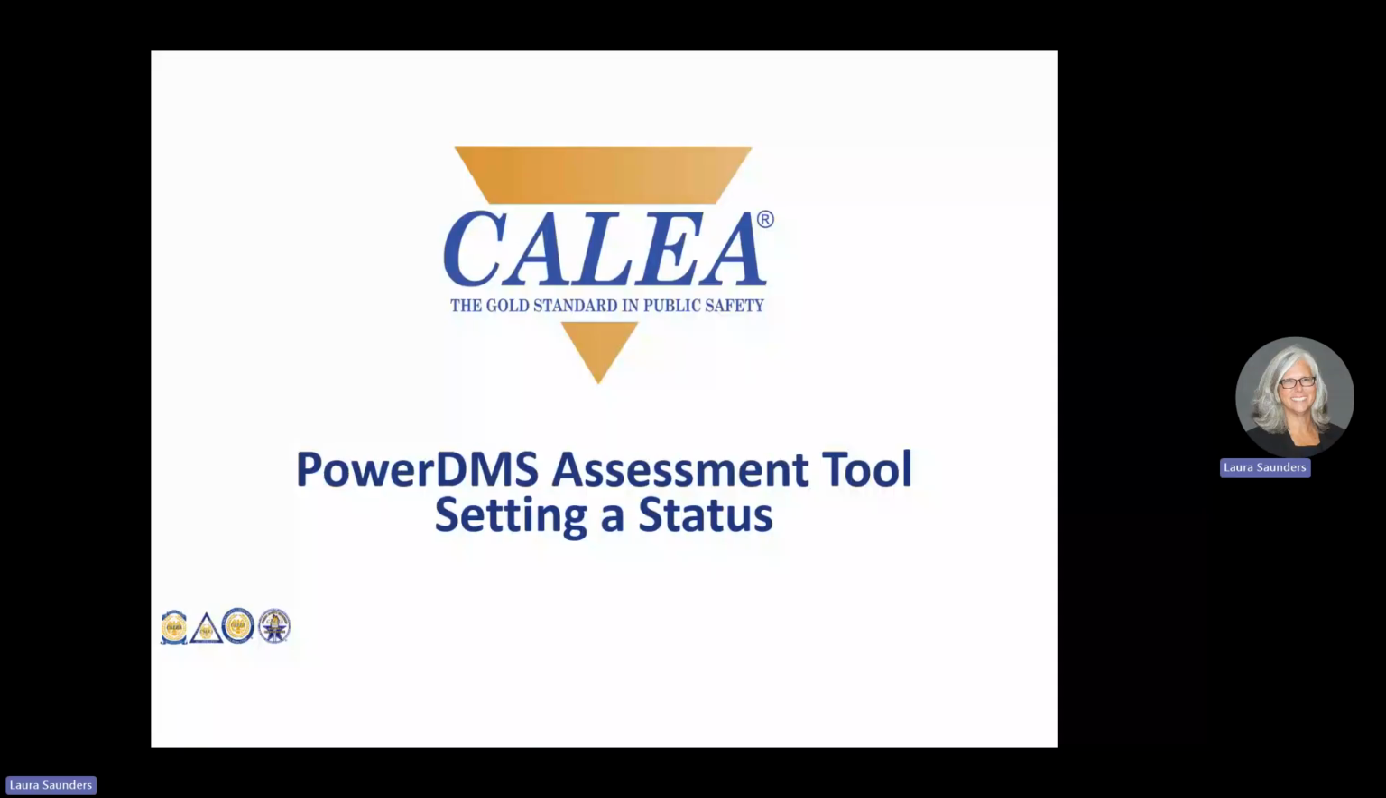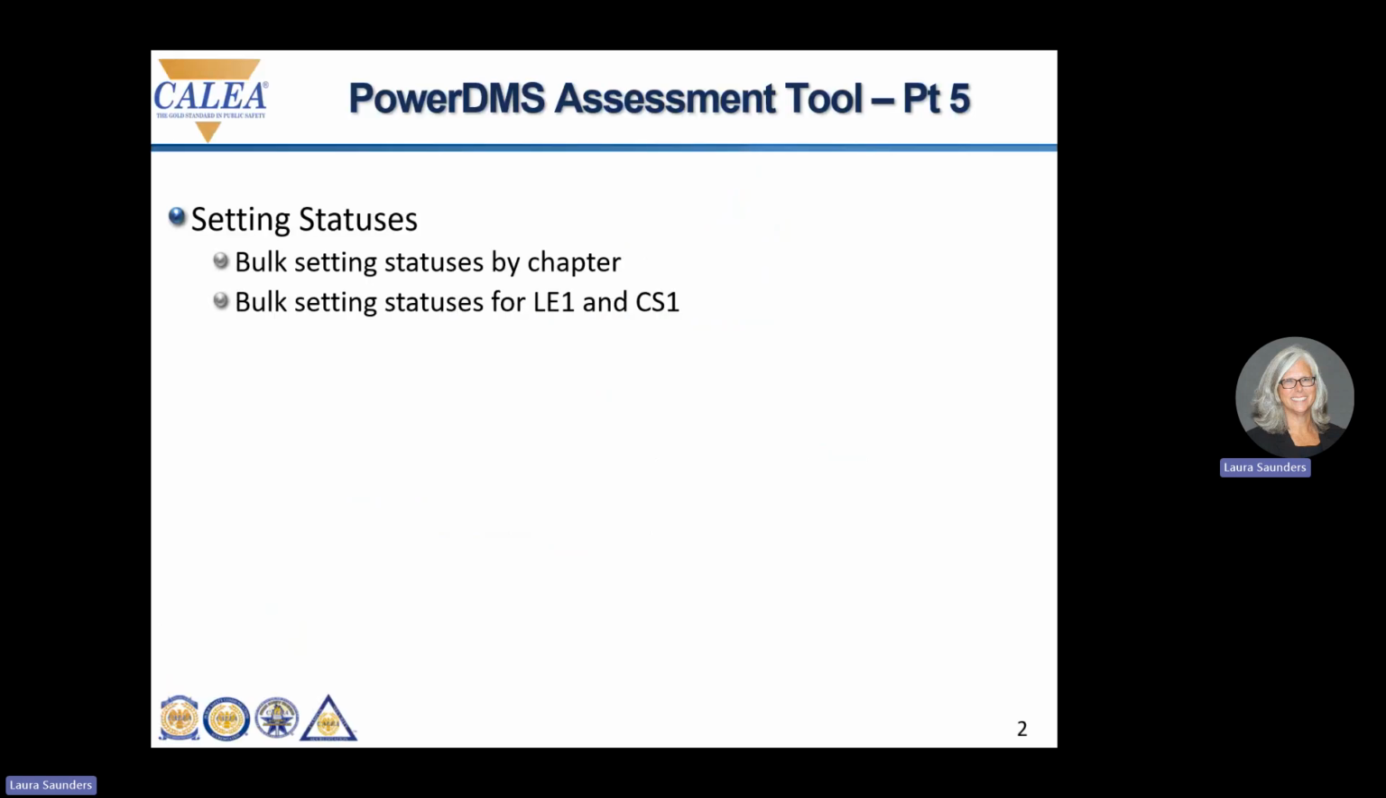In this video, we're going to speak about setting a status or statuses within the Power DMS assessment tool. We can set statuses by standard, we can set statuses by chapter, and that would be a bulk setting of statuses by chapter. We can also bulk set the statuses if you participate in a tier 1, such as law enforcement accreditation or campus security accreditation.